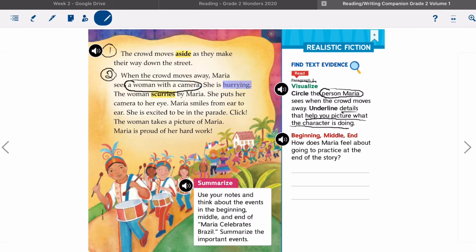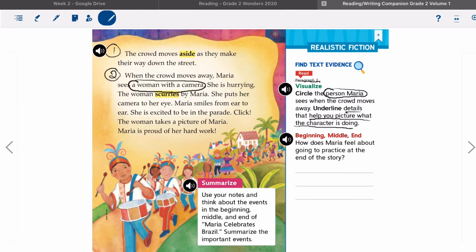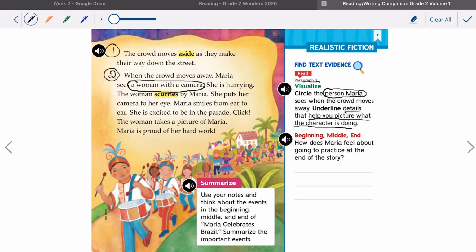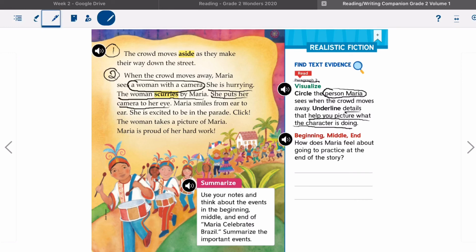She is hurrying. The woman scurries by Maria. She puts her camera to her eye. Maria smiles from ear to ear. So I can visualize this camera woman hurrying. I can visualize her scurrying by Maria. And I can also visualize her putting her camera to her eye. I can also see Maria smiling, but at this point, we're focused on the woman with the camera.